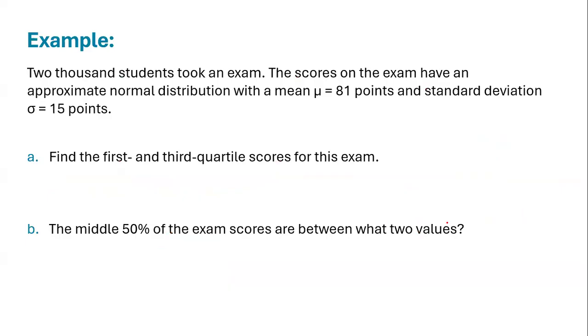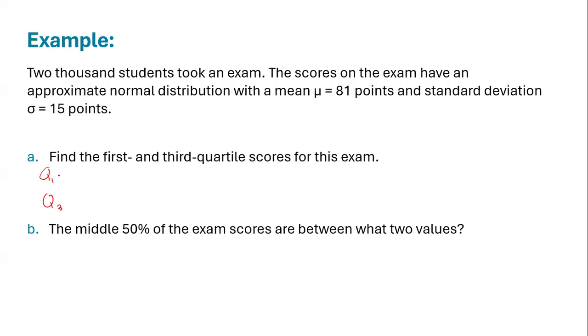And the last question, it says 2,000 students took an exam. The scores on the exam have an approximate normal distribution with a mean of 81 points and a standard deviation of 15 points. Find the first and third quartile. You know that the first quartile is Q1 and the third quartile is Q3.